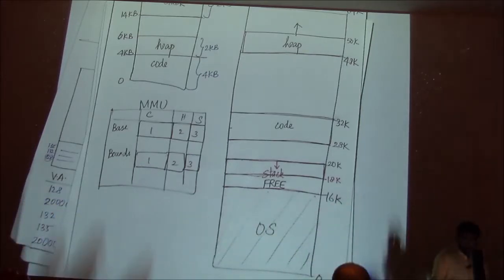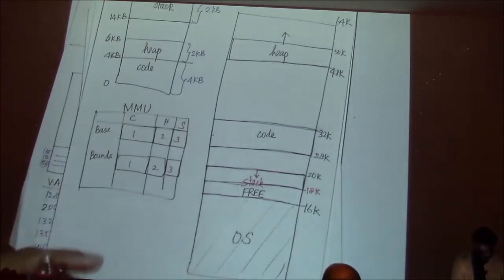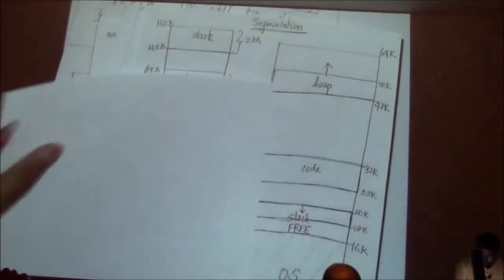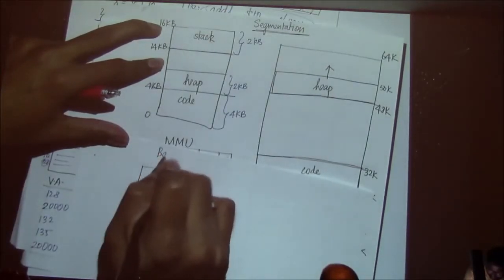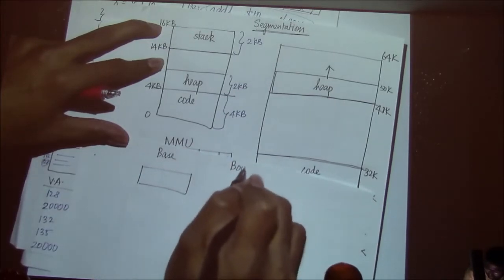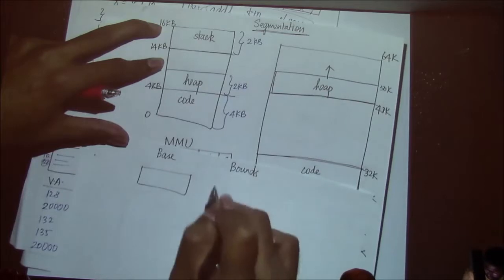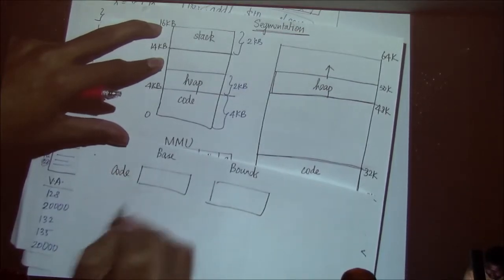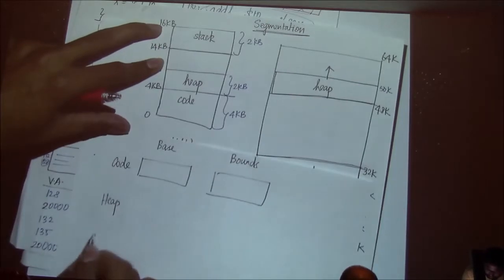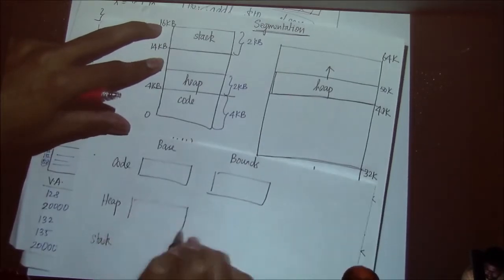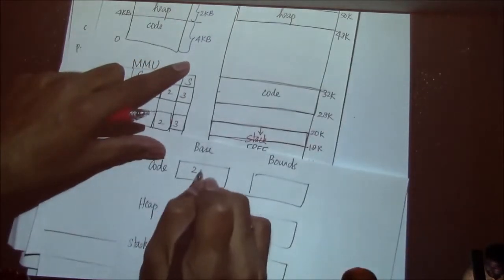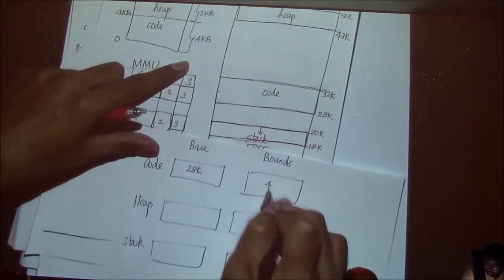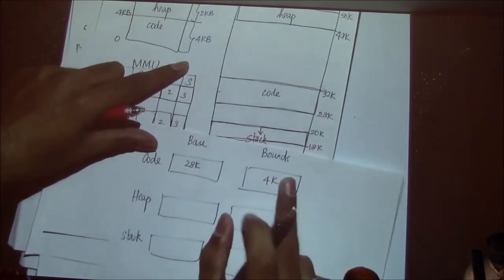So in this setup, if we are drawing the MMU, these are the base registers, these are the bound registers. This is for the code, this is for the heap, and this is for the stack. The base of the code is going to be 28K, since the code starts at address 28K, and the bounds of code is going to be 4K, because the maximum size of the code segment is 4K.